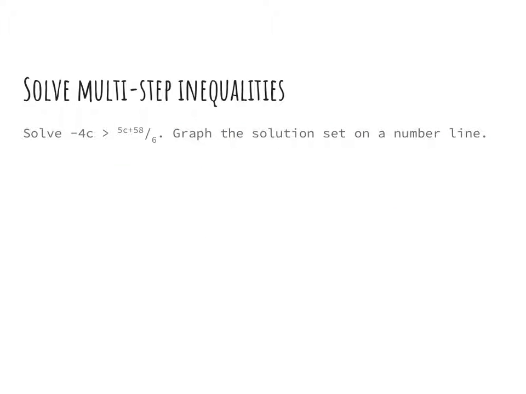Solving multi-step inequalities. Okay. So I've got this inequality, negative 4c is greater than (5c plus 58) divided by 6. First thing I want to do is get rid of that 6 on the bottom. So I multiply both sides by 6. On the left, I get negative 24c. On the right, the only thing that happens is the 6s cancel out.